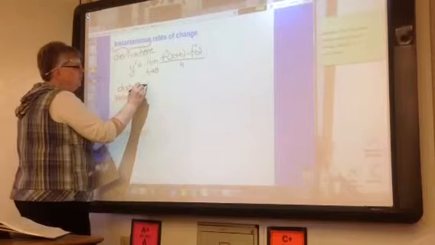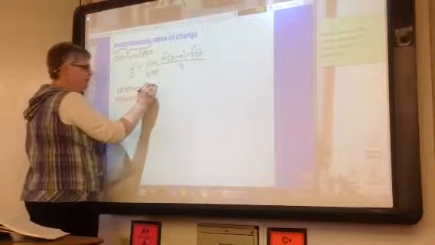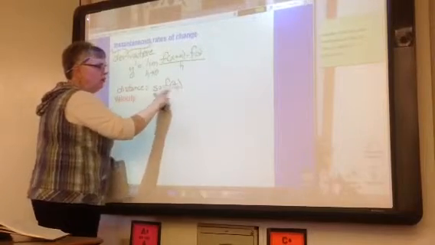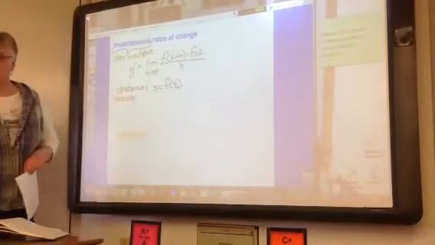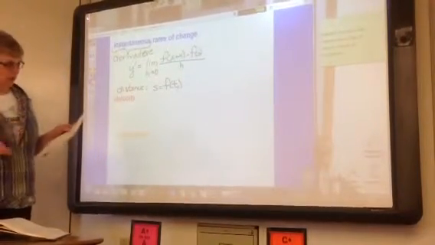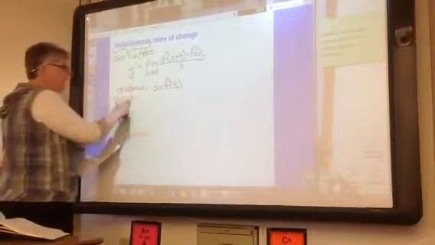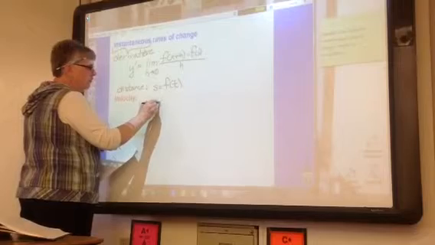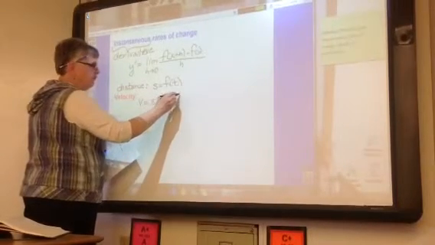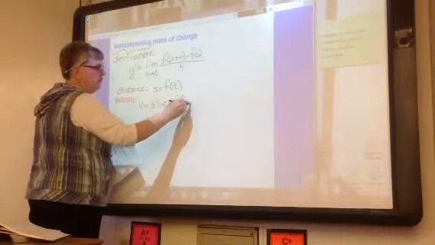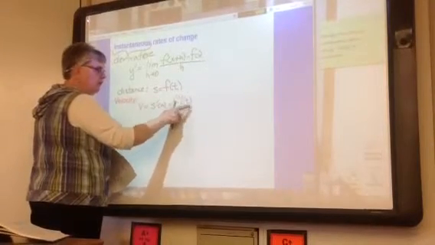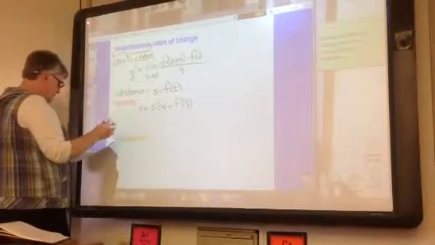Now, they're going to talk about velocity, but first we're going to have a distance formula. And that distance formula is some s that equals f of t. So our function will be in terms of time. So the velocity, v, is really the first derivative. In other words, of this function, whatever it is, you take the first derivative, that is the velocity.